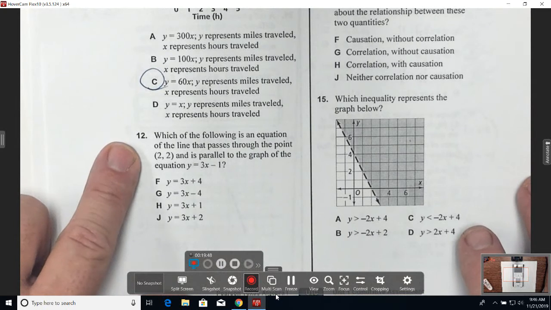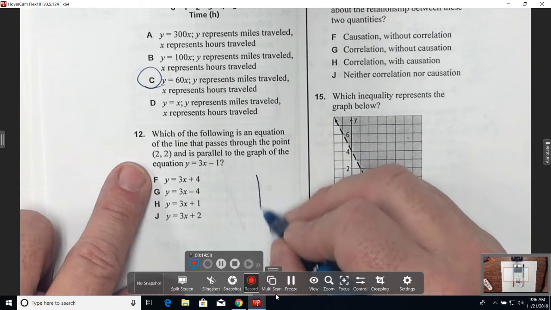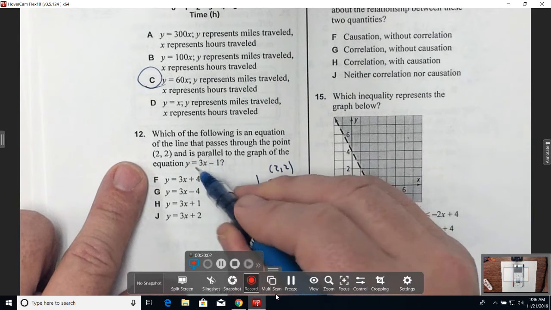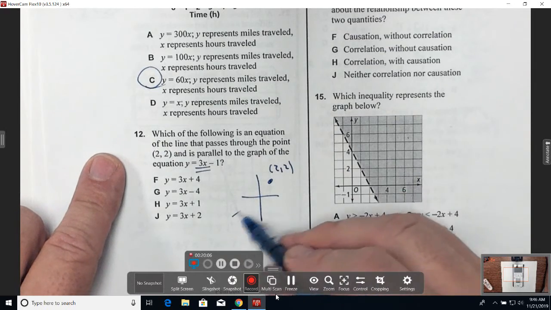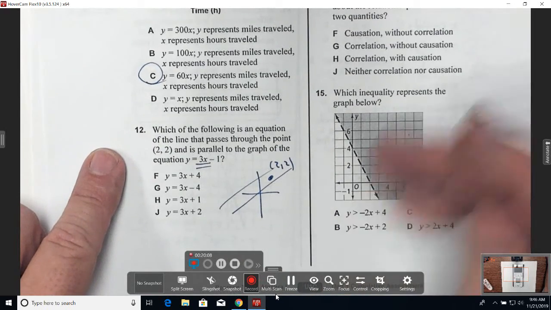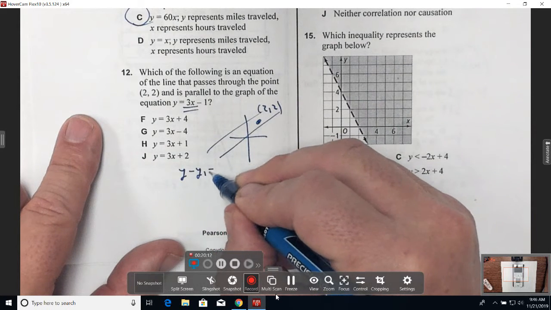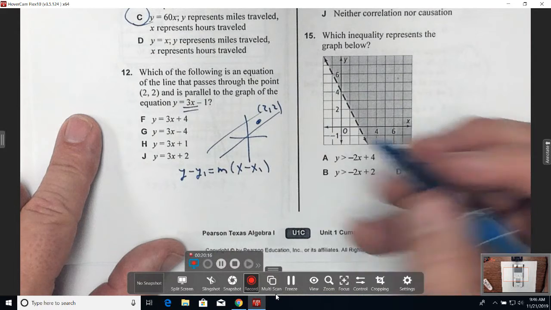12. Which of the following is an equation of a line that passes through the point 2, 2? So it goes through that point 2, 2, and it's parallel to this one. So if it's parallel to it and it goes through that point, then they have to have the same slope. So I'll show you this one to be done. So I'd use the point-slope form. Plug it into this. Y minus y sub 1 is equal to the slope times x minus x sub 1.